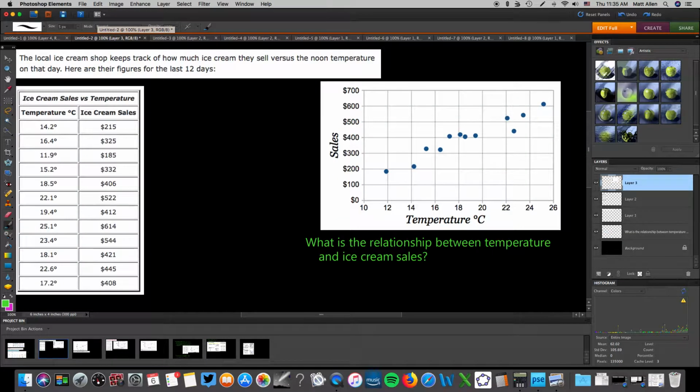So what I want to look at is an example of a data set that I've grabbed. It says the local ice cream shop keeps track of how much ice cream they sell versus the noon temperature on that day. Here are their figures for the last 12 days. And so this is kind of a neat thing. You'll notice that when you look at the table here, it says temperature in Celsius and ice cream sales on the right here, and that would be in dollars. First thing I want you to know is that I could switch these two columns around, and it really wouldn't matter very much in terms of the connection between these two variables.